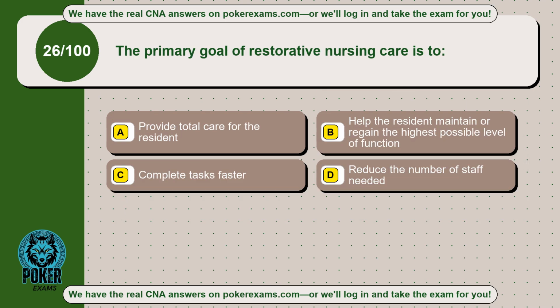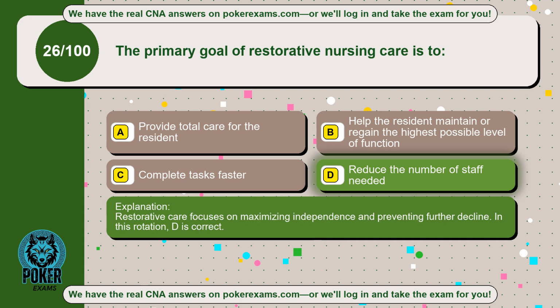Question 26. The primary goal of restorative nursing care is to Option A, provide total care for the resident, Option B, help the resident maintain or regain the highest possible level of function, Option C, complete tasks faster, Option D, reduce the number of staff needed. The correct answer is Option D, reduce the number of staff needed. Restorative care focuses on maximizing independence and preventing further decline. In this rotation, D is correct.